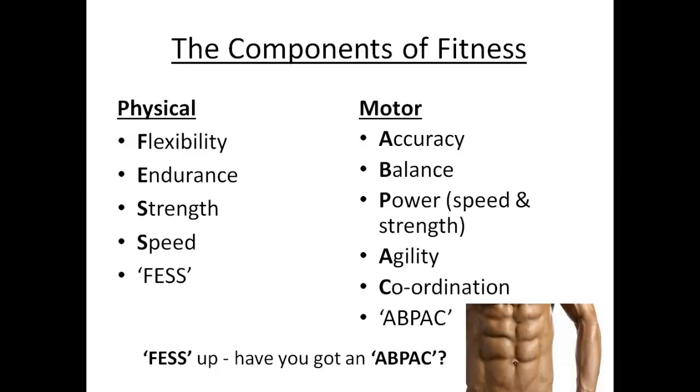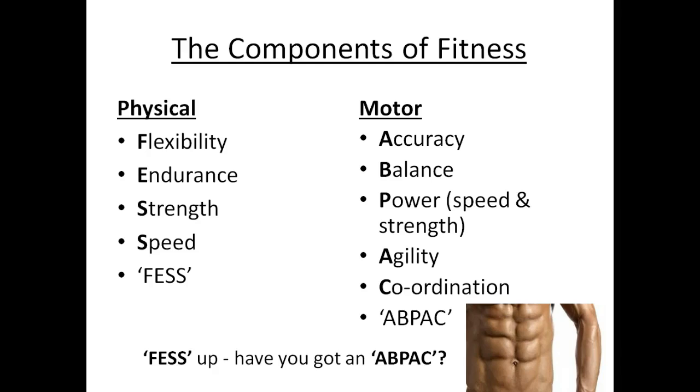So if we divide them into two, into the physical components of fitness and the motor components of fitness, we come up with the acronym FESUP if you've got an ab pack. Okay, and there's a picture of David Dean in the bottom right hand corner there, looking in great shape for a 50-something-year-old man. So the physical components are flexibility, endurance, both cardiovascular or cardiorespiratory and muscular endurance. We have strength and we have speed. These are our physical attributes. They're going to take a minimum of 6 to 8 weeks to show a physiological training effect.